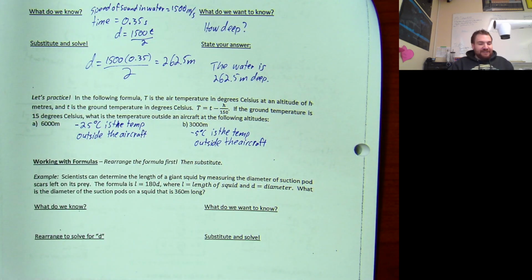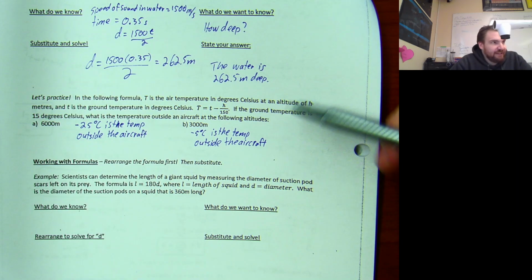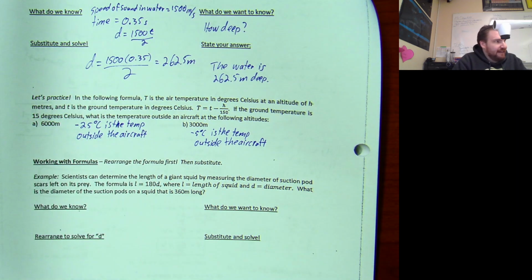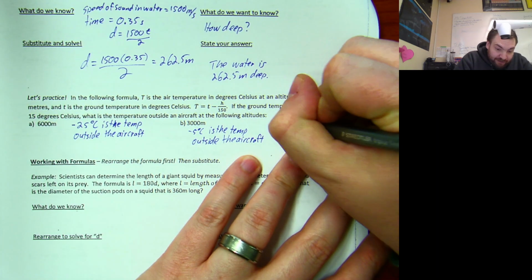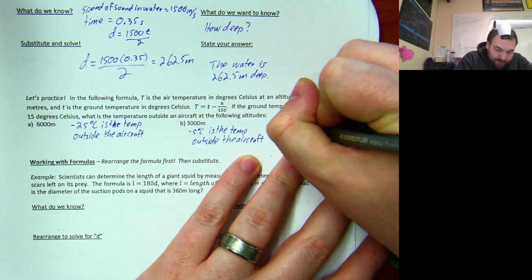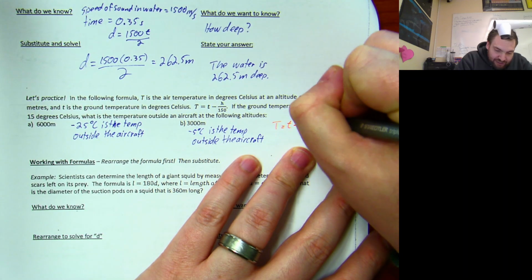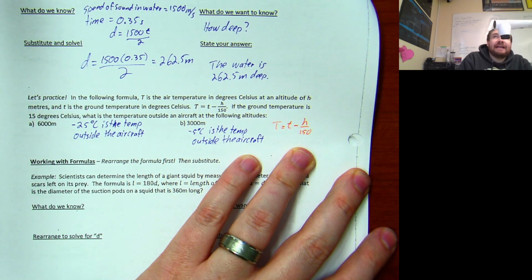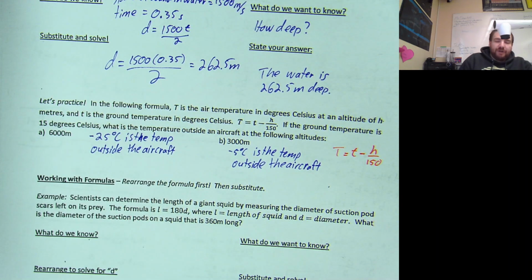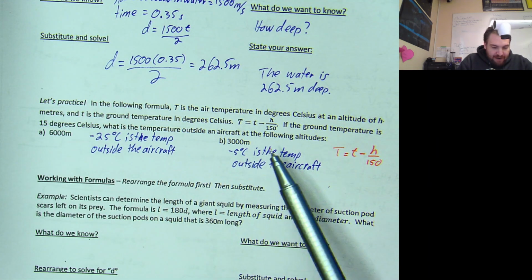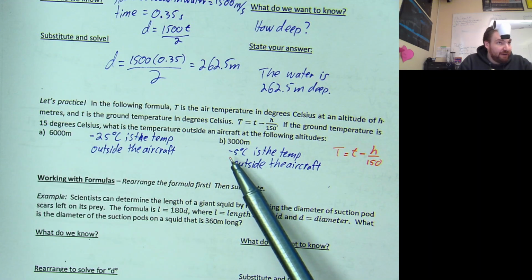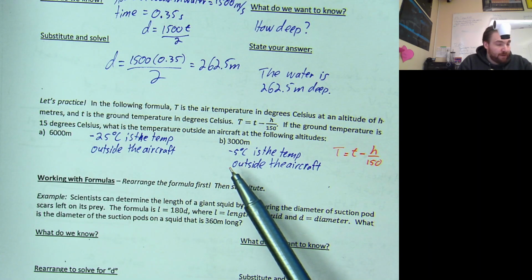For those of you who may be struggling, let's do one of these just to show you what happened here. I know I didn't leave you a ton of space, and I apologize for that. But basically all you're doing, once you've identified the formula you've been given, which we're going to write down here as big T equals little t minus h over 150, is identify what values we've been given in the question. For question B here, what do we know?